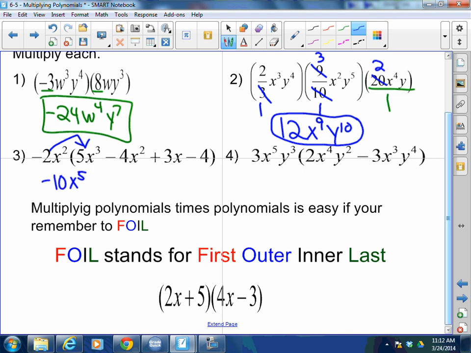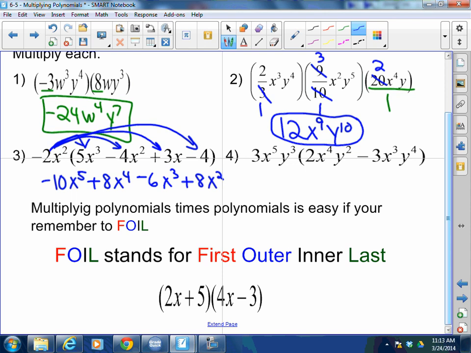Very good. Numbers times numbers, then variables times variables. What's negative 2x squared times negative 4x squared? No, negative 2 times negative 4 is not negative 8. Positive 8, x to the 4th, very good. Negative 2x squared times 3x is going to be negative 6x cubed, very good. And negative 2x squared times negative 4, 8x squared, very good, done.